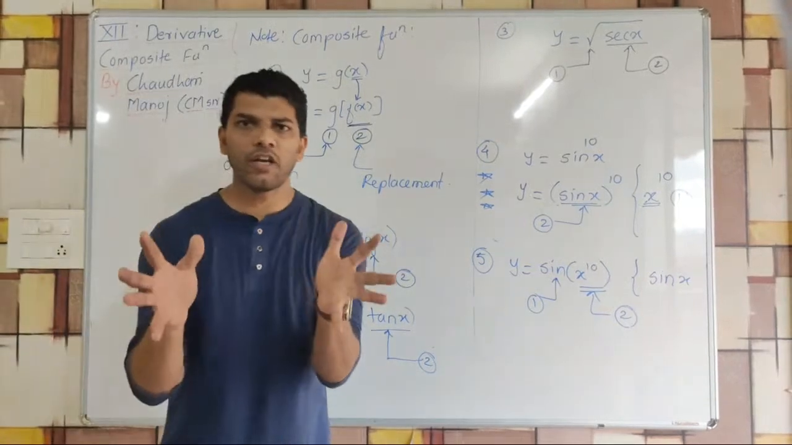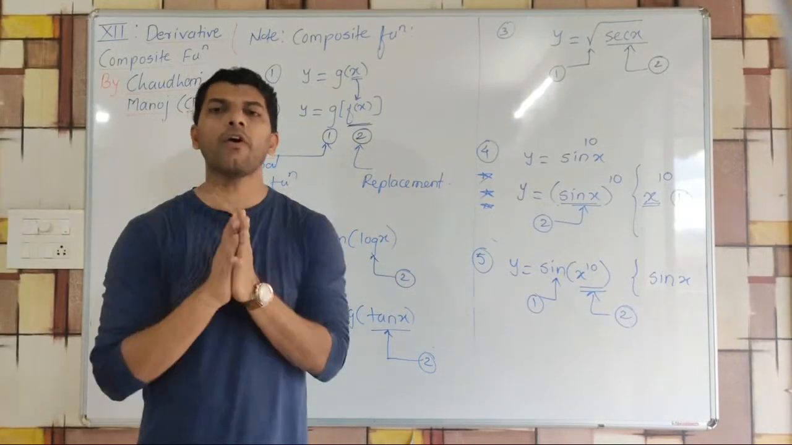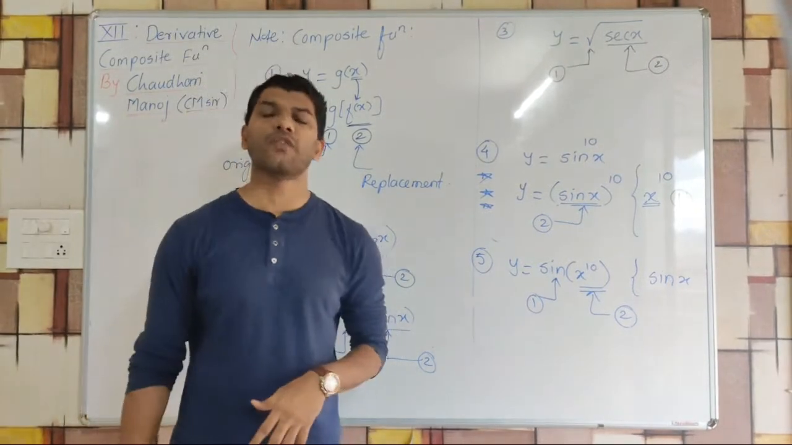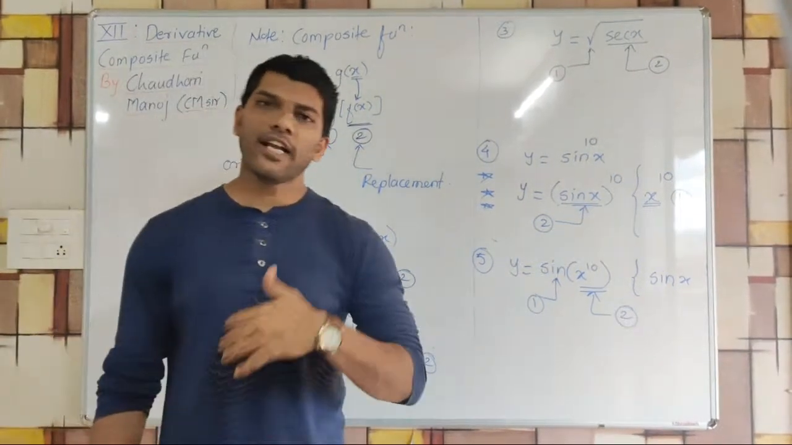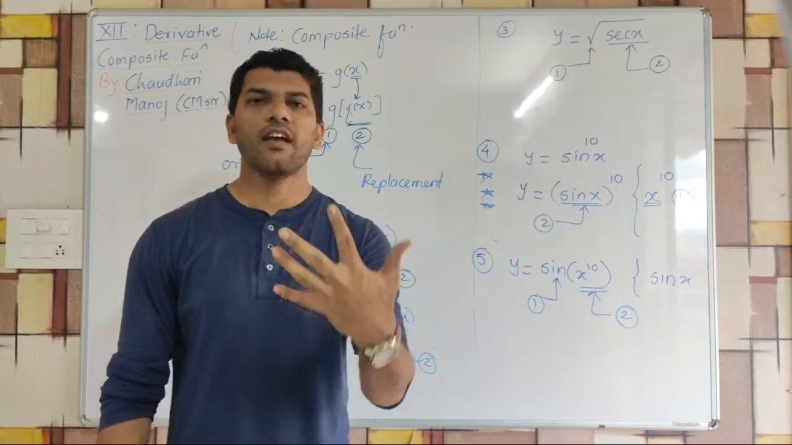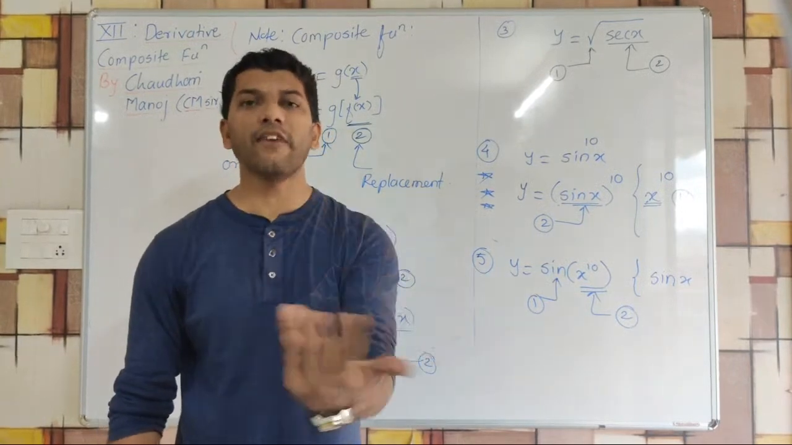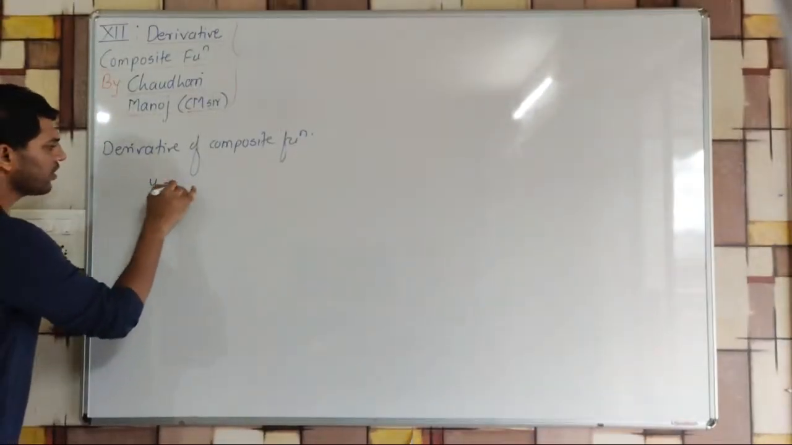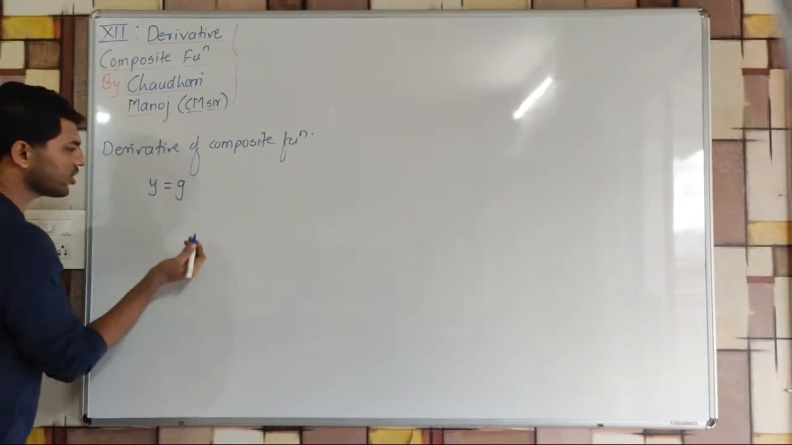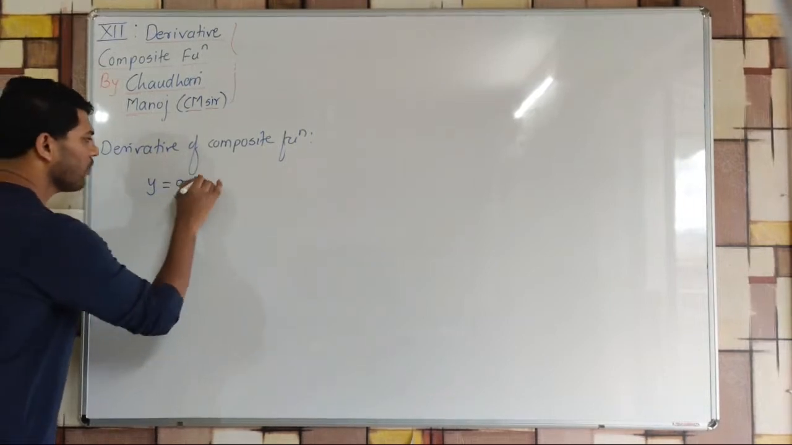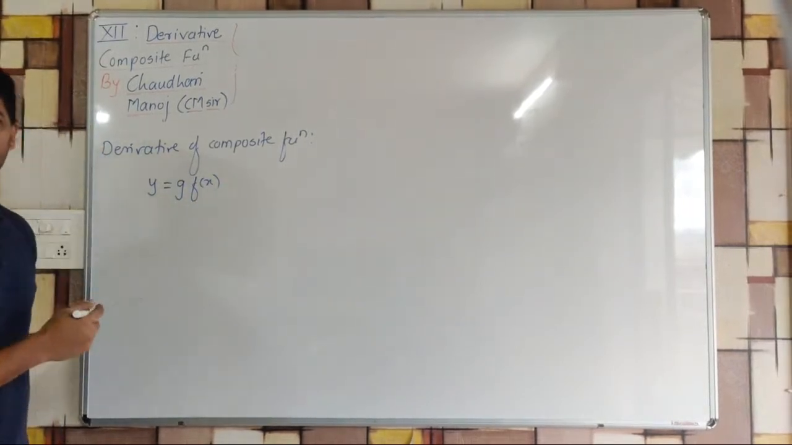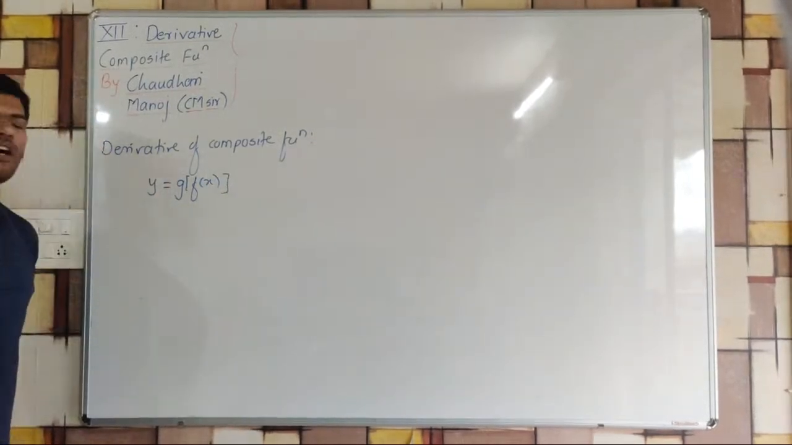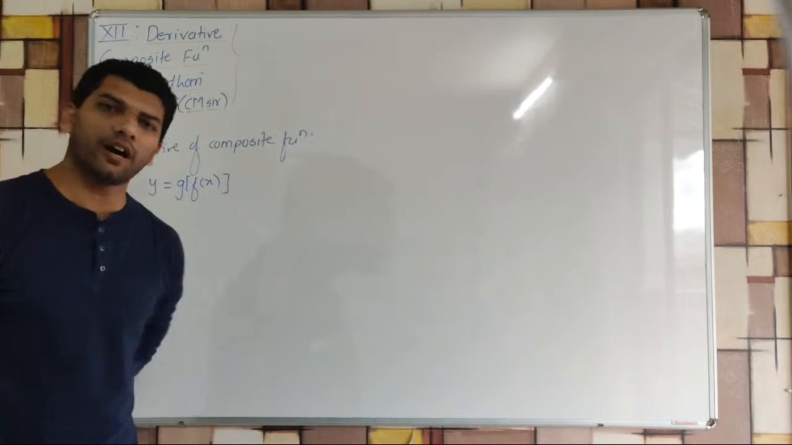Okay, up to this point, we talked about how a composite function forms. Friends, let me tell you the next thing: how to take a derivative of the composite function. The first thing is, let's say this is the composite function. So y is equal to g of f of x is a composite function. We already know this is the way that we represent a composite function: y equals g of f of x.